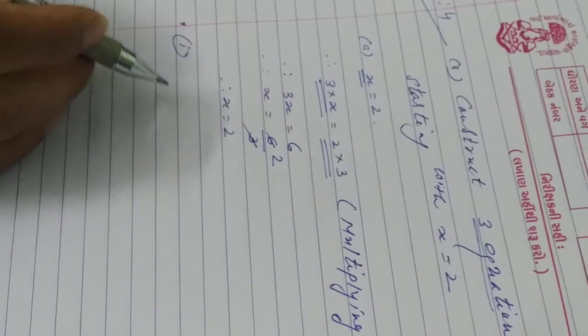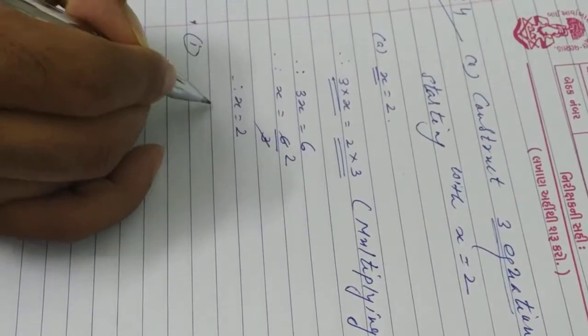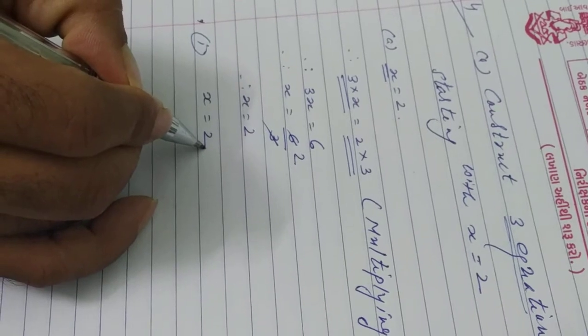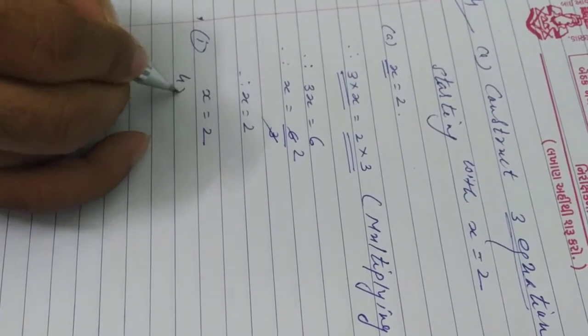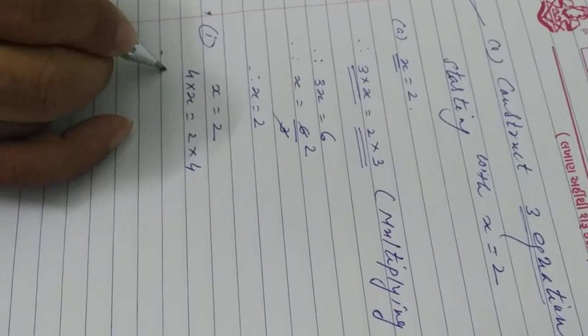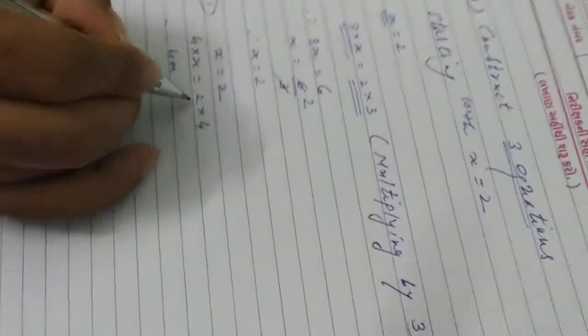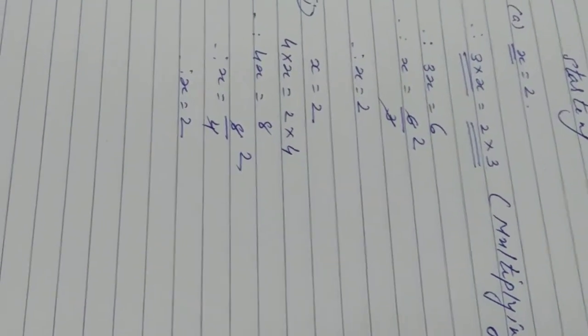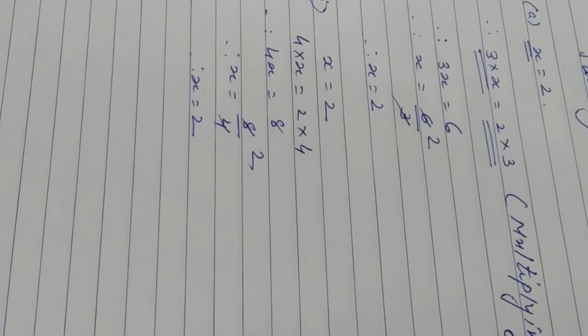Maybe x is equal to 2, right? So maybe 4 multiply x is equal to 2 multiply 4, right? Therefore 4x is equal to 2 4s are 8. Therefore x is equal to 8 upon 4. So therefore x is equal to 2. Got it? Sure.